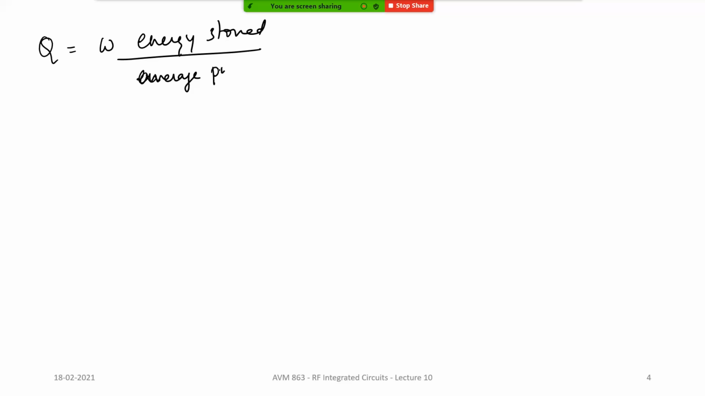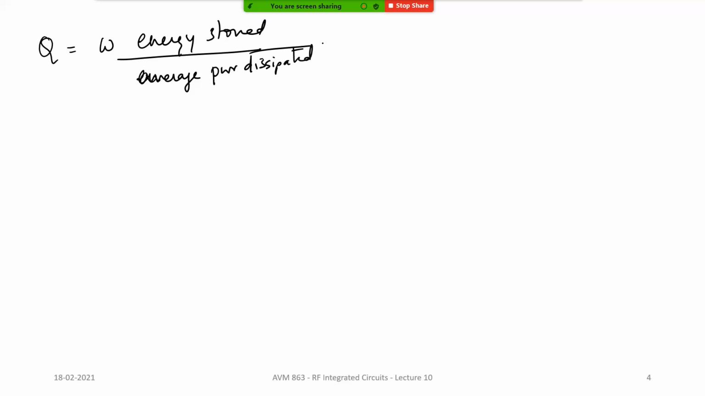Now, I am sure all of you are familiar with the notion of Q, right? By definition, Q is omega times energy stored divided by average power dissipated, right? There are different versions of the same formula, and you can calculate it, and let me just give you the final expression. Those of you who want to convince yourself, please refer to Network Analysis by Haight or any of the network analysis books, or even the textbook might have a derivation, or you can easily find it on the internet.